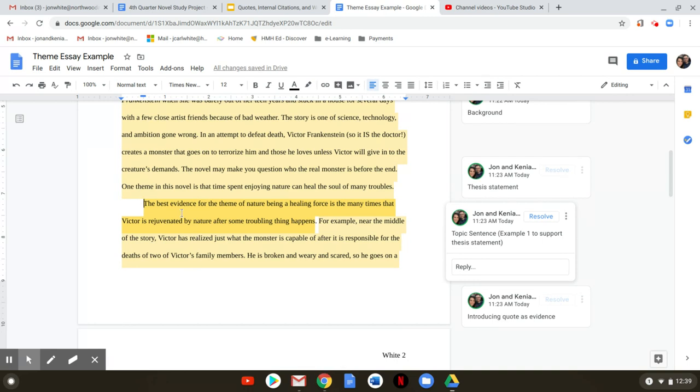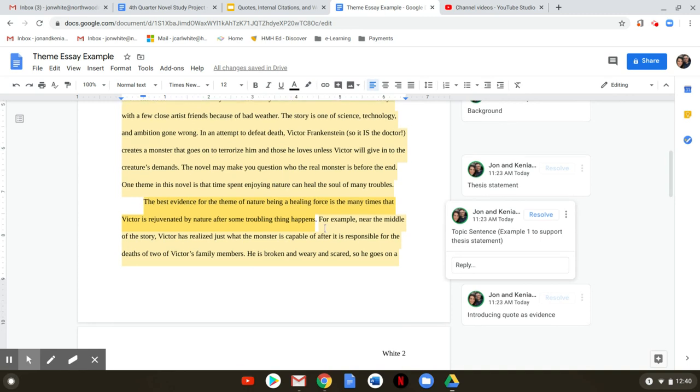And then we would say, here's the first piece of evidence. The best evidence for the theme of nature being a healing force is the many times that Victor is rejuvenated by nature after some troubling thing happens. That's a topic sentence. It says what this paragraph is going to be about, and it supports the thesis statement.